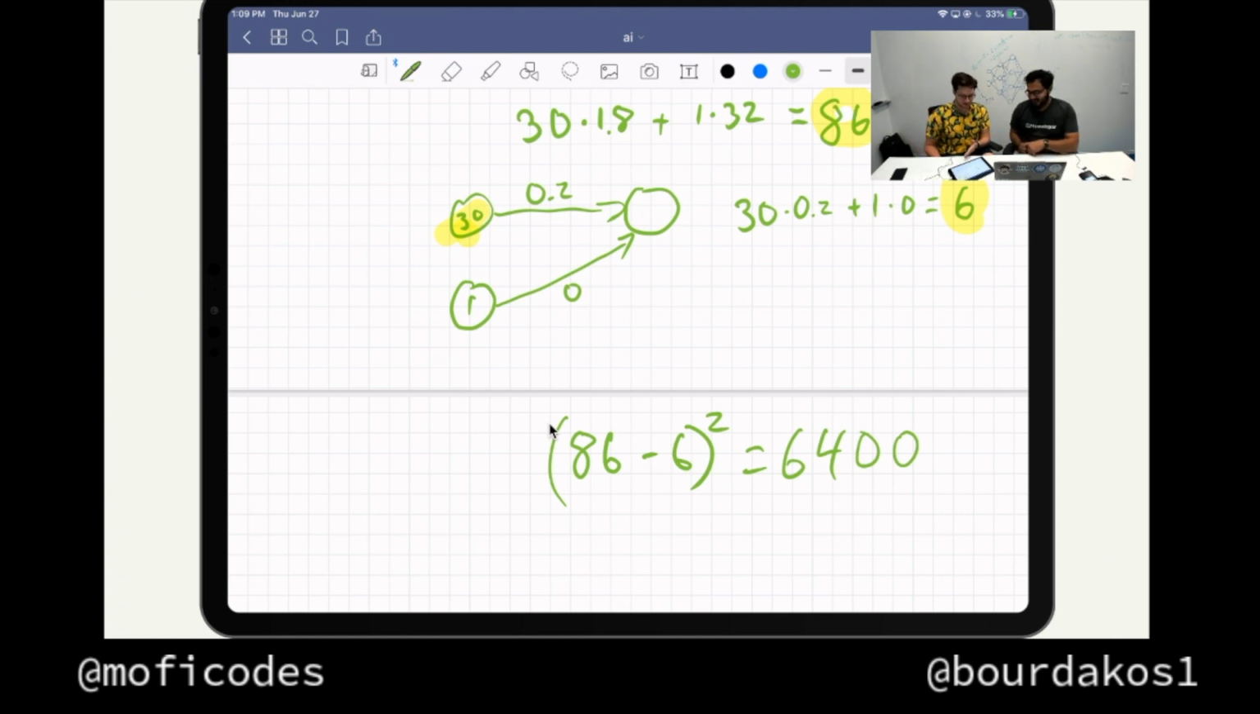Okay. So yeah, we end up with this cost of 6,400, and our goal is to minimize this number. We want this to be as small as possible. Right. So if we ended up with 86 here, this would end up being 0. Right. Does my math check out? No, you're good. That does check out.